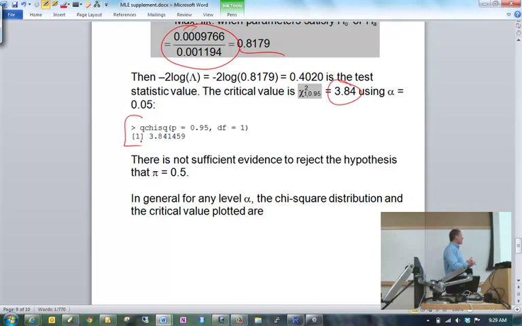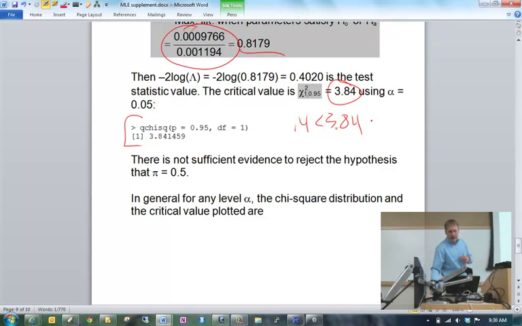In R, we can use the qchisq function, quantile, chi-squared. Put in 0.95 as a quantile, 1 as the degrees of freedom, we get 3.84. Okay, so like I said, it's a right-tailed test. So because 0.4 is less than 3.84, my critical value, I say do not reject H0. There's not sufficient evidence to say that pi is any different from 0.5.